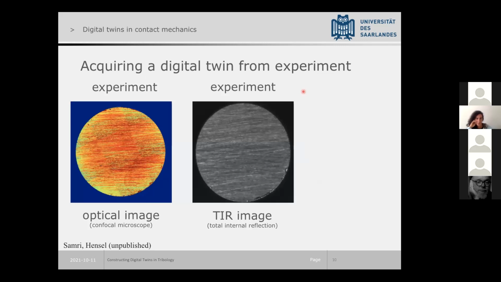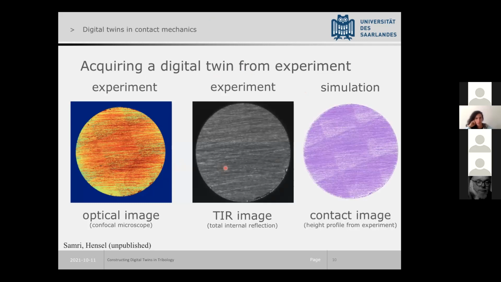So now simulation is again the second twin. And we acquired digital twins from the experiment, had an optical image of the surface, a total internal reflection image of the contact. And then what happened not only in this collaboration within Saarbrücken, but also with others, is that when we dumped the data into our calculations, when you visualize where you have contact, where you have stress, you tend to see a lot of artifacts.